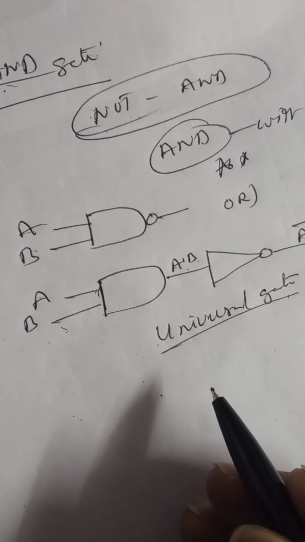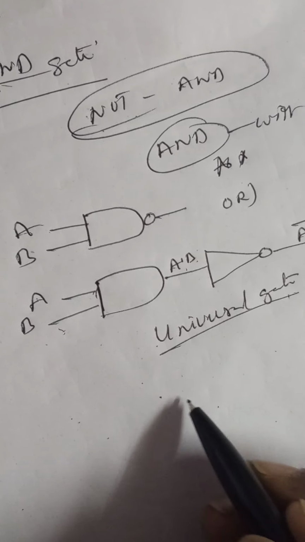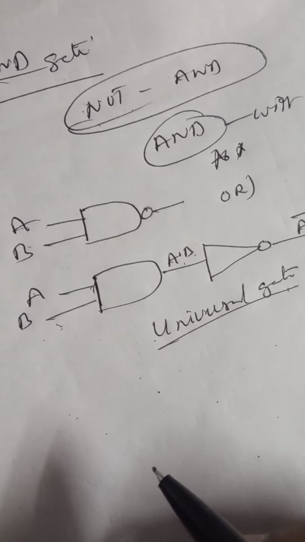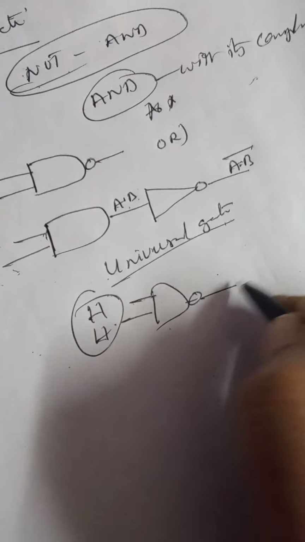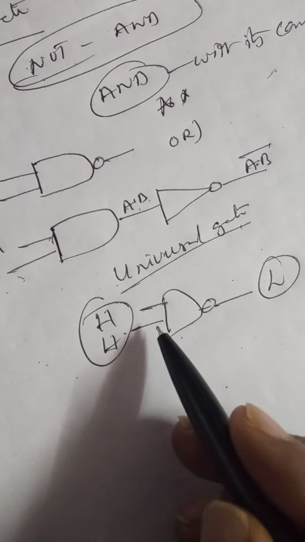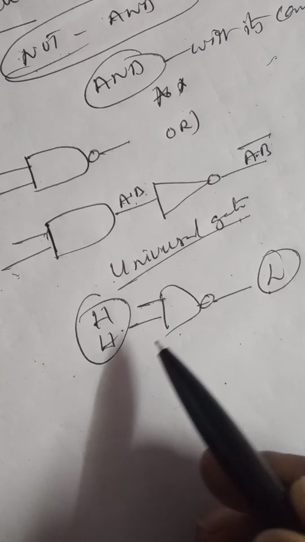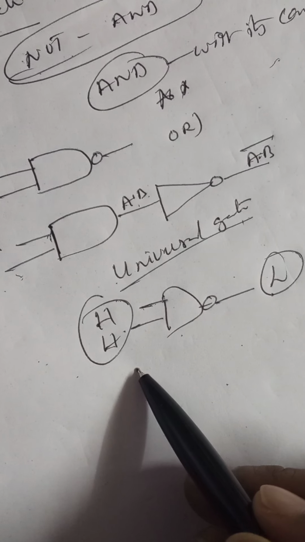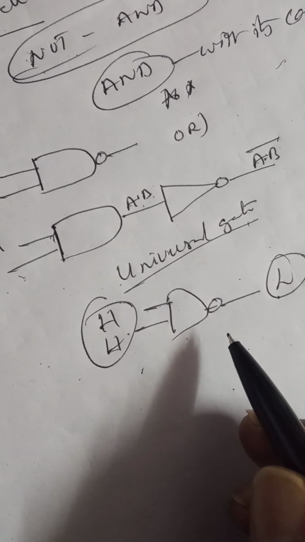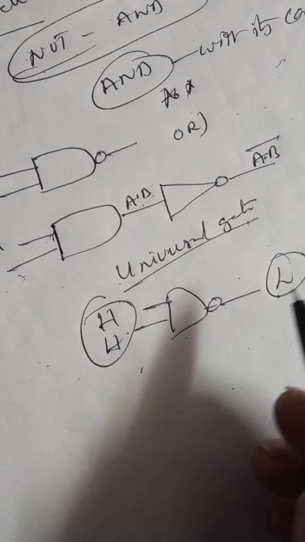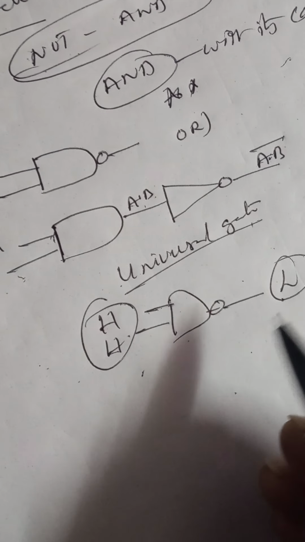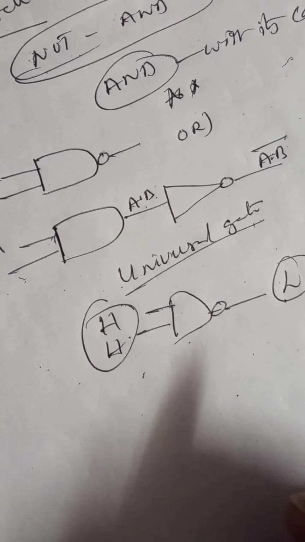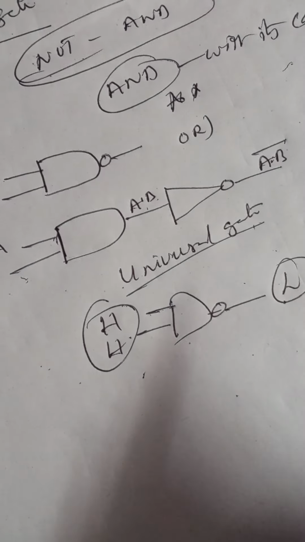Now, sir, what is the truth table? Sir, the truth table: when does low output occur? Low output occurs when all the inputs are high. All the inputs means these are the inputs. If they are high, the output will be low. When does the output become low? If all the inputs are high only. When any input is low, the output will be high. See, low output occurs when all the inputs are high. When any input is low, the output will be high as far as the output is concerned.